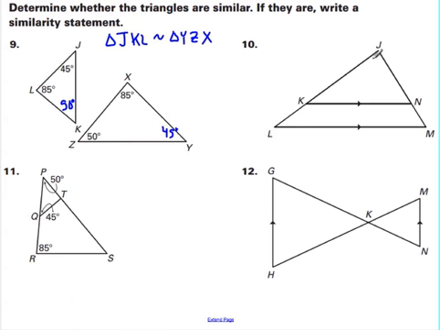Number 10, I know that angle J equals angle J, and because these are parallel lines, I can then say the corresponding angles are congruent. So really I can say all three of these angles are congruent to each other. So if we said triangle J, LM is going to be similar to triangle JKL, N, something like that.